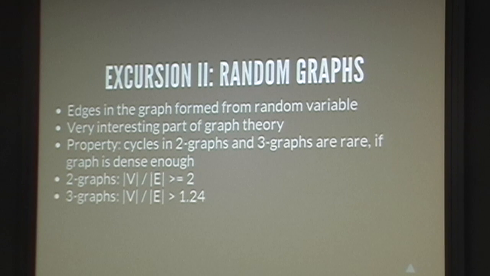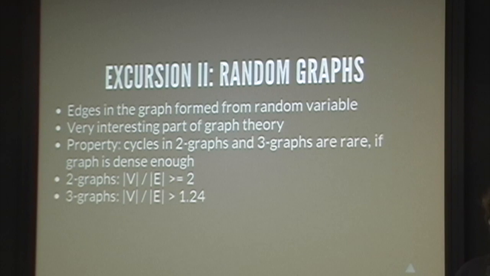Once I have random variables, I can use them to construct random graphs. So there's a whole field, for example, part of the Ramsey theory, that looks at properties of such random graphs. One of them that is very interesting for this application is if I have graphs where each edge connects 2 or 3 nodes, and this graph is dense enough, I won't find cycles.